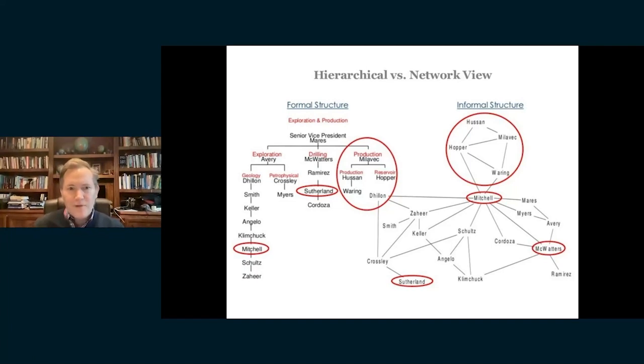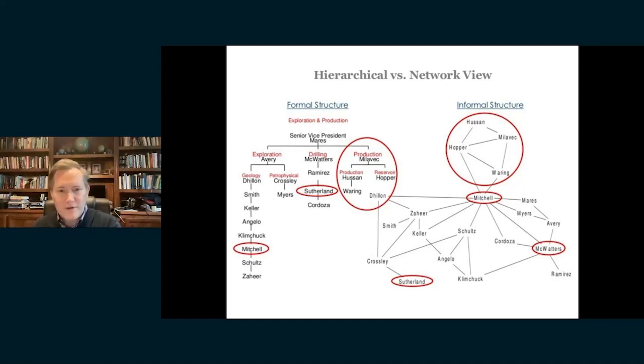So we have this hypothetical drilling company here. And on the left, we have the formal hierarchical structure. And on the right, we have a network structure. Looking at this, you can see certain people, we can even just focus on Mitchell in the center, who is a real central actor. There's also a circle around Husan and Milovic and Hopper and Waring, who are the production team, who are really disconnected from everyone else.